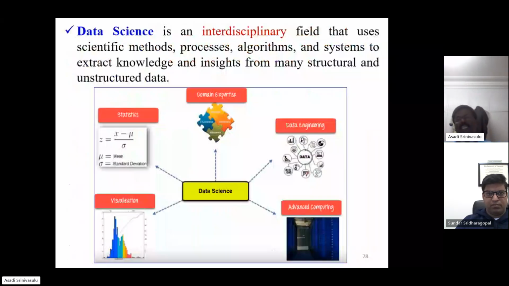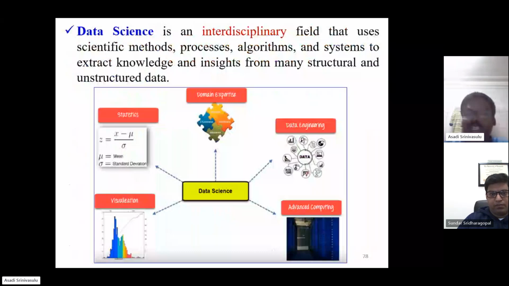That's why data science is an interdisciplinary field that uses scientific methods, processes, algorithms, and systems to extract knowledge and insights from many structured and unstructured data. That's why you need to have domain expertise if you want to become a data scientist. Means, sir, I'm expert in weather forecasting data. Sir, I'm expert in climate change data. I'm expert in traffic data analysis. Sir, I'm expert in e-commerce data. Like domain expertise, you need to have knowledge.